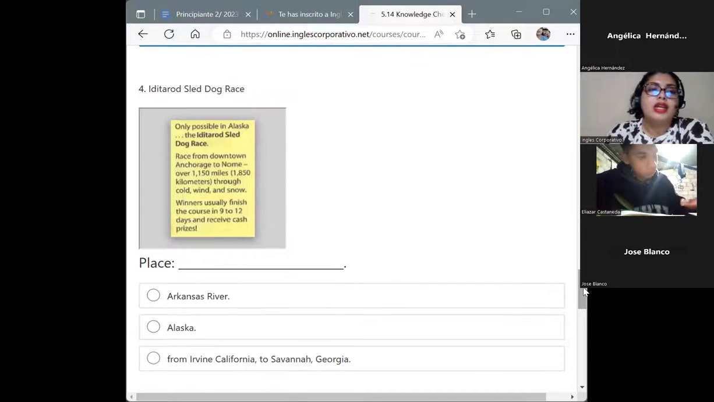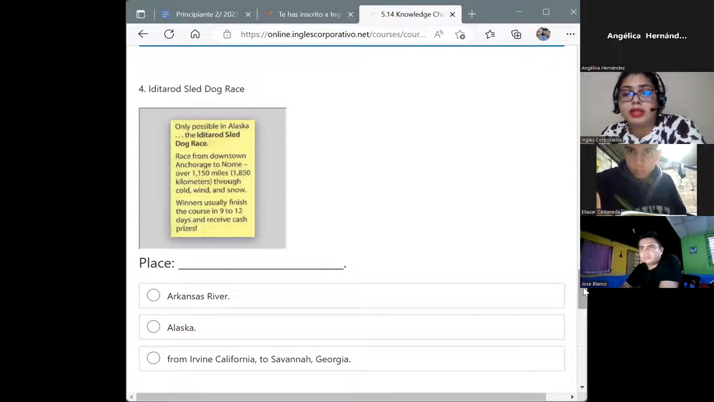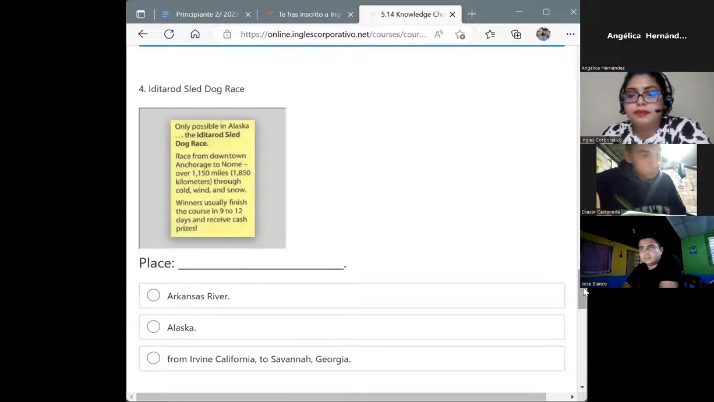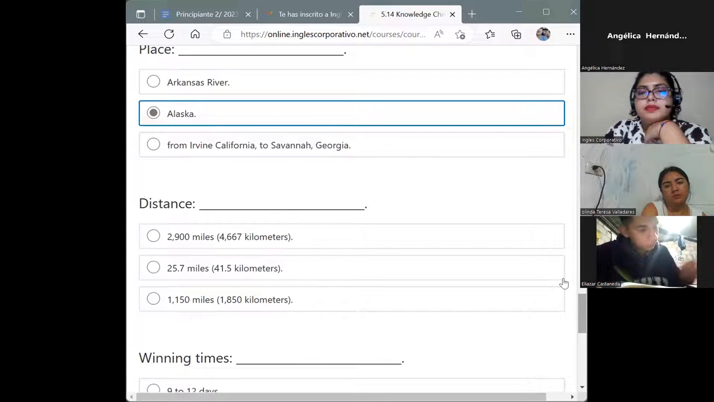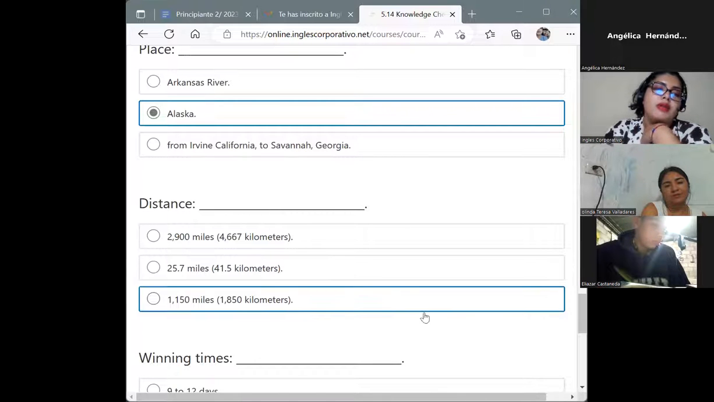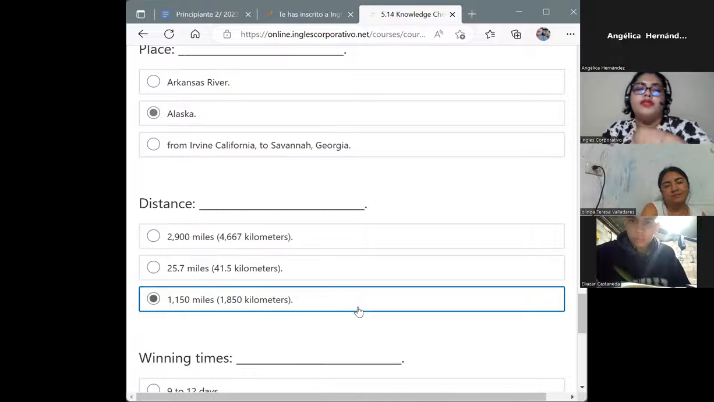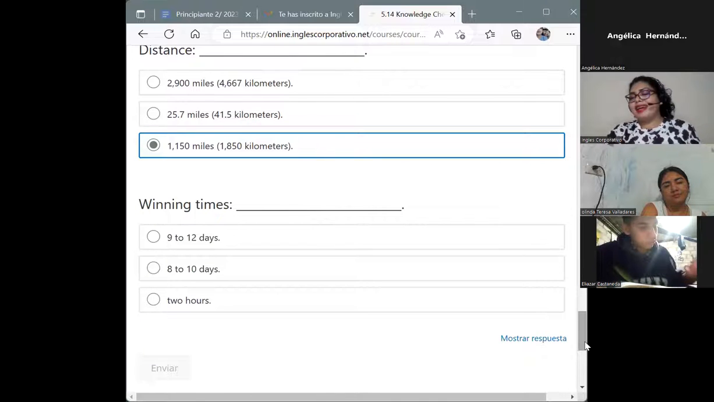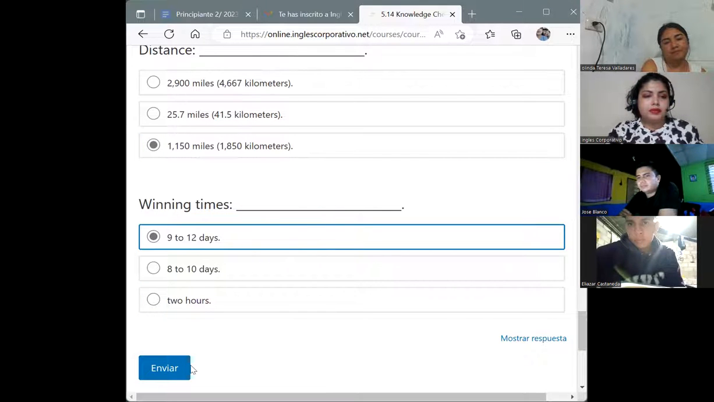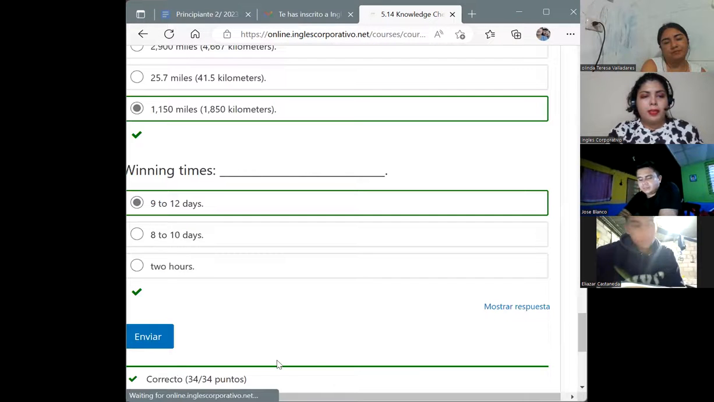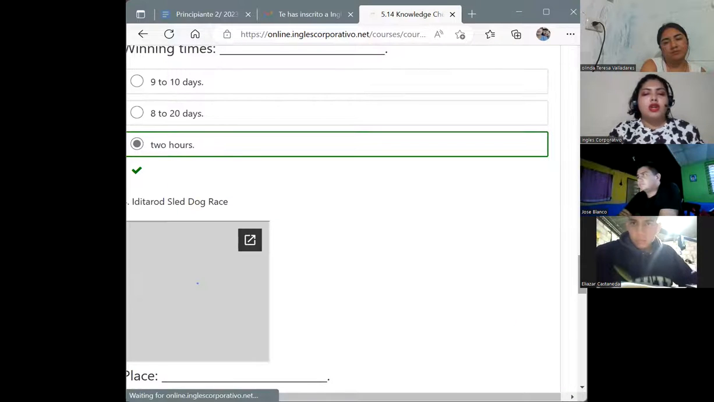And I think this is the last one. Iditarod Sled Dog Race. Para la carrera de perros, ¿verdad? ¿Cuál es el lugar en el que se lleva a cabo? Alaska. Alaska. Very good. ¿Cuál es la distancia? Number three. 1,115 miles. ¿Cuál es el tiempo para ganar? 9 to 12 days. Very good. Excellent. Todas ellas están correctas.